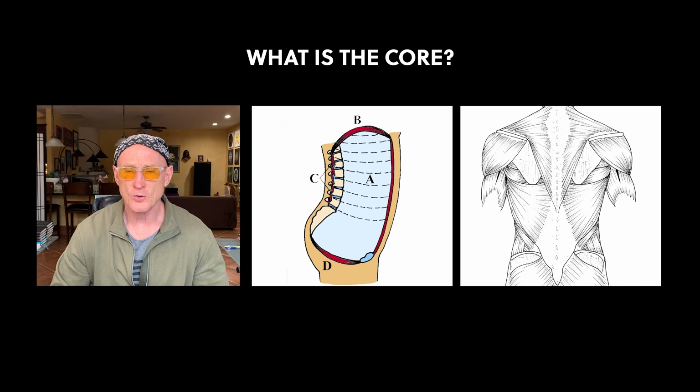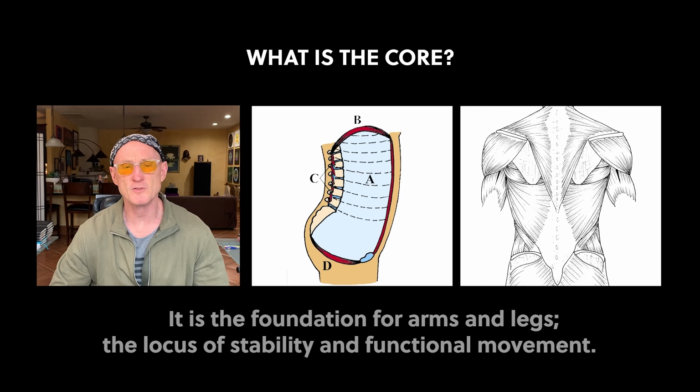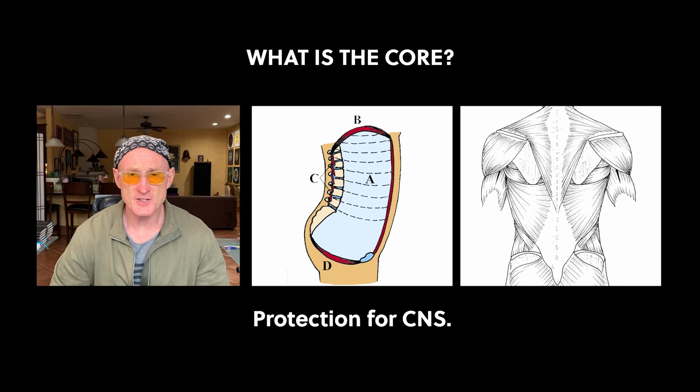Now, what makes the core so unique is that these muscles are neurologically connected via the spinal cord, and if you contract any one of them, it triggers contraction in the other ones. But in general, these muscles have to work together to stabilize the spine. The core is the foundation for the arms and legs. It's the locus of stability and functional movement. The core provides protection for the central nervous system.